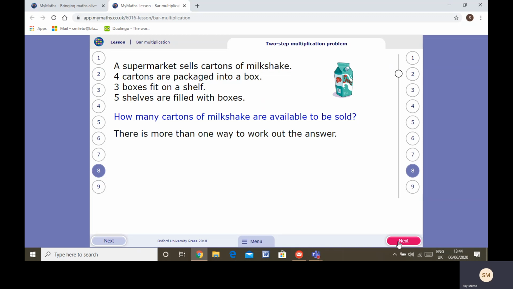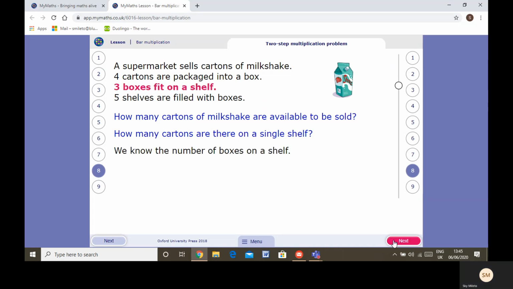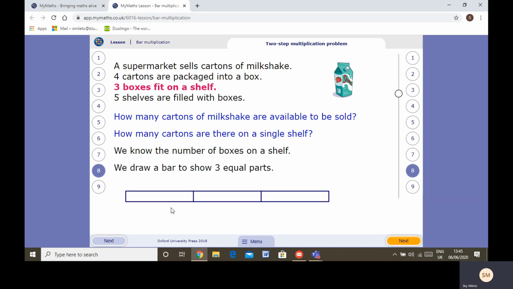Okay. There is more than one way to work out the answer. We could start by finding the number of cartons on one shelf, or we could start by working out how many boxes there are. Okay, we're going to think how many cartons are on a single shelf. So we know 4 cartons are packed into a box and 5 shelves are filled with boxes. We know 3 boxes fit onto a shelf. So we know that one bar will be split into 3 equally. And we know how many are in each bar? 4.